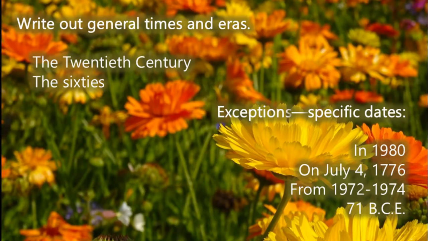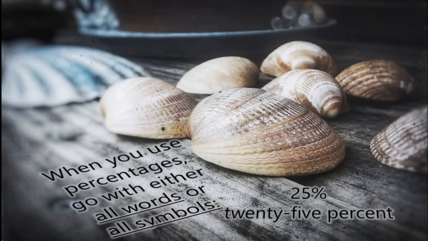General times and eras like the 20th century, the 60s, things like that, generally we spell out, especially in formal papers. Exceptions are specific dates. In 1980, that is in that specific year, on July 4th, 1776, from 1972 to 1974, or if you were giving a specific year, 71 BCE. So times and eras, the 20th century, the 60s, those get spelled out. Specific dates we can use the numbers for.